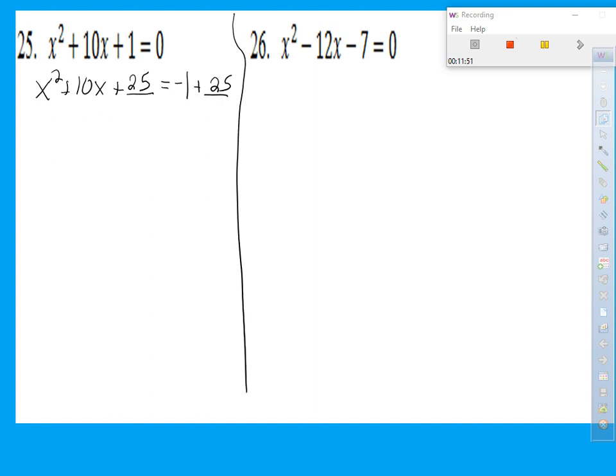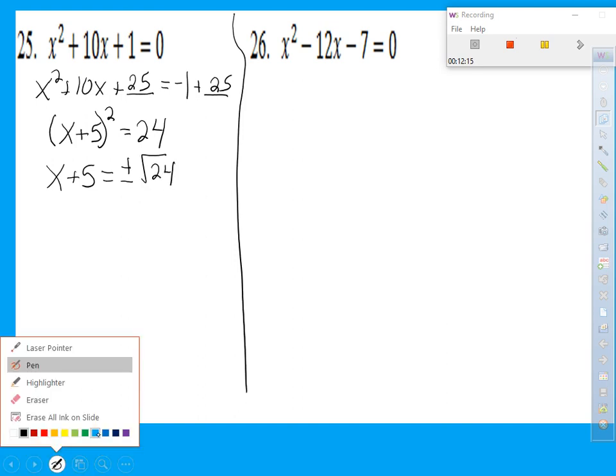Now, the left-hand side is a perfect square trinomial. So we're going to write this as x plus 5 squared equal 24. I'm going to apply the square root property. So I've got x plus 5 equal positive or negative square root of 24.